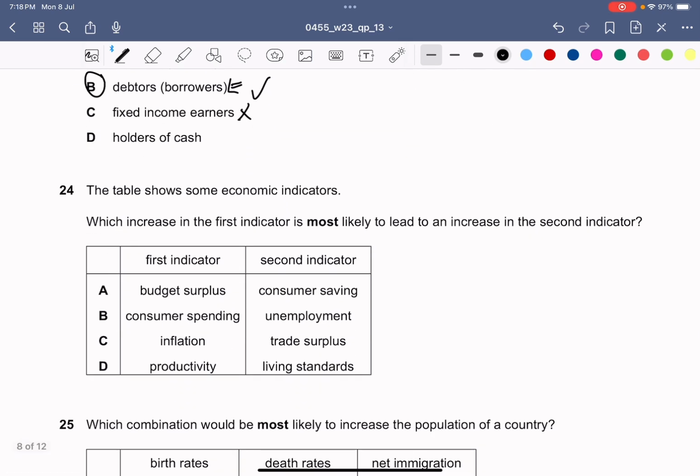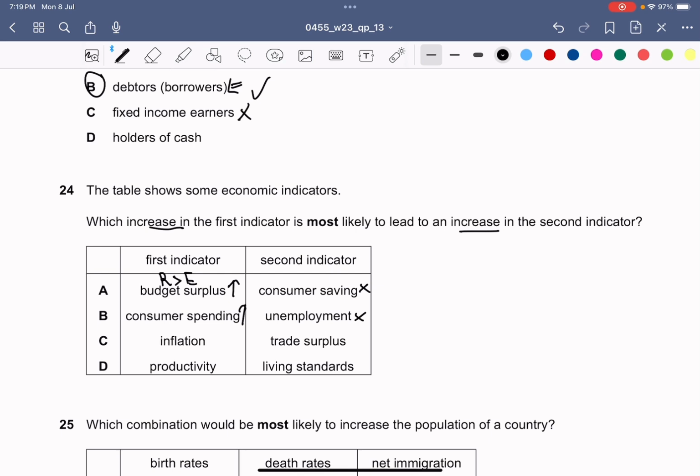24. The table shows some economic indicators. Which increase in the first indicator is most likely to lead to an increase in the second indicator? So, increase and increase. If you increase budget surplus, which means tax revenue is more than expenditure, no, this won't result in an increase in consumer saving, because higher tax revenue means that consumers pay higher tax, so they may not save as much. And B, increase in consumer spending will increase unemployment.